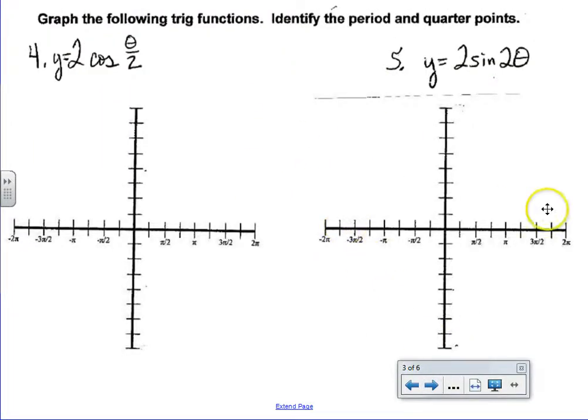Okay, now we're going to graph. So bear with me while I try to graph on the tablet. 2 times the cosine of theta over 2. So first thing I notice is the amplitude is now a 2.